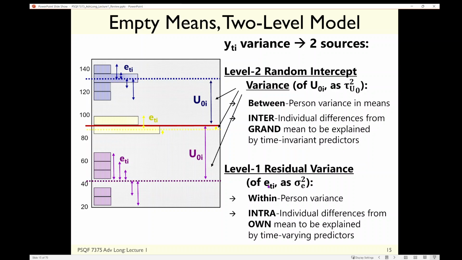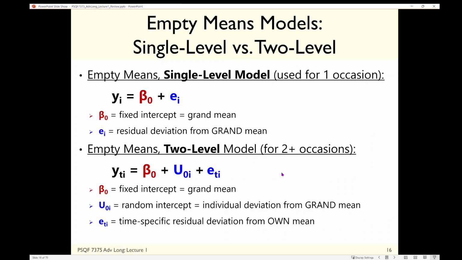But point of the story, the idea of the E here and the variance across the E's is within person longitudinal variance representing intra-individual differences to be predicted by time-varying information. So in terms of equations, we would compare and contrast a single-level model against a two-level model where the E from the single-level model has effectively been split into two components.